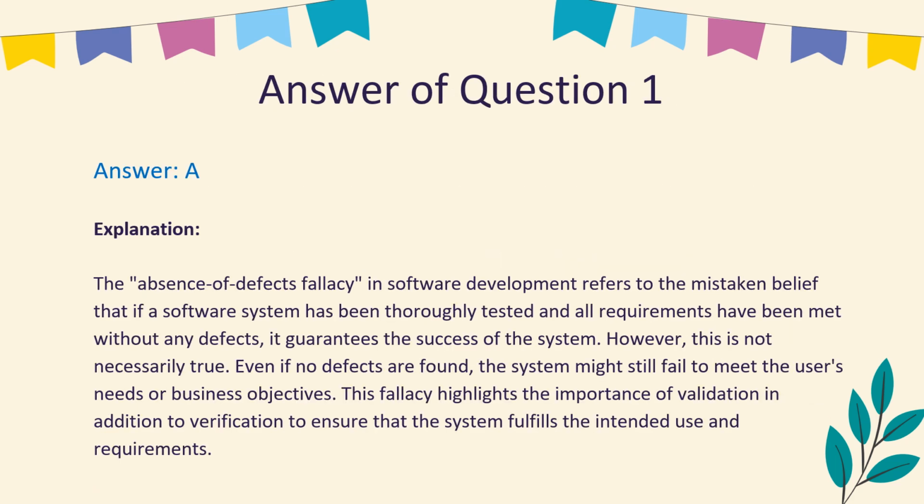The correct answer is A. The absence of defects fallacy in software development refers to the mistaken belief that if a software system has been thoroughly tested and all requirements have been met without any defects, it guarantees the success of the system. However, this is not necessarily true. Even if no defects are found, the system might still fail to meet the user's needs or business objectives. This fallacy highlights the importance of validation in addition to verification to ensure that the system fulfills the intended use and requirements.